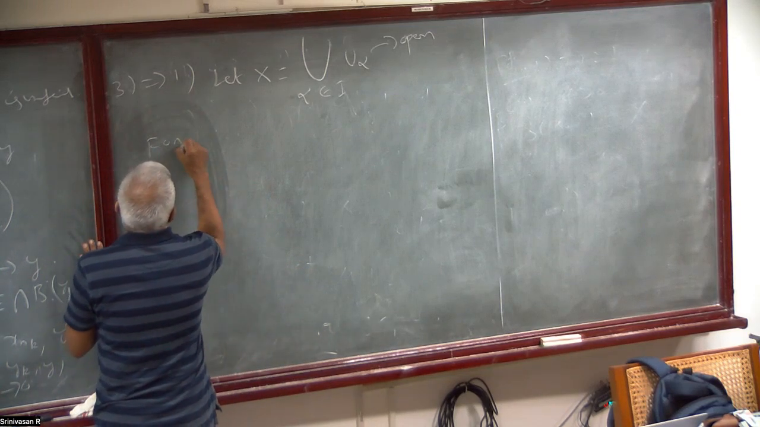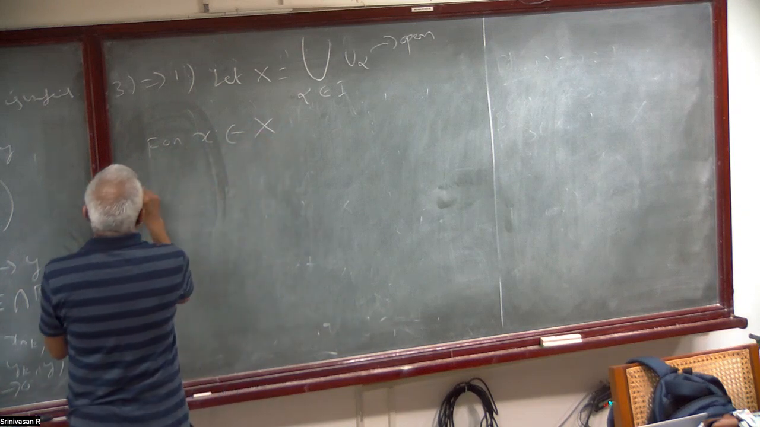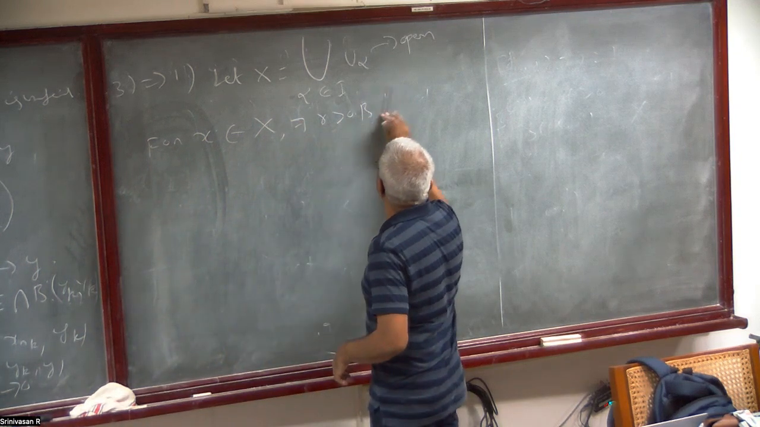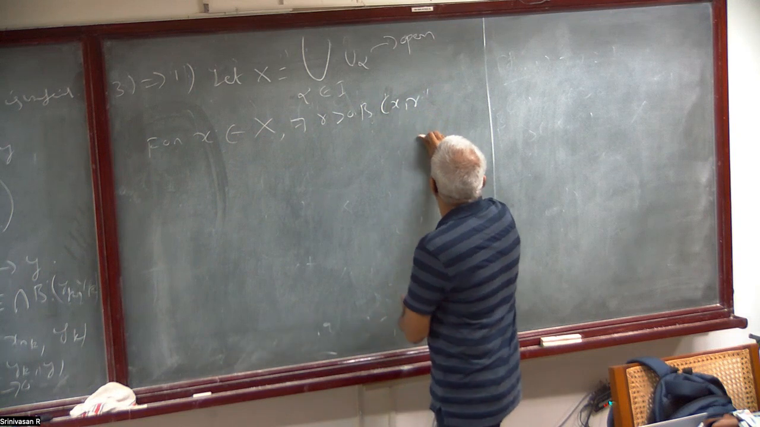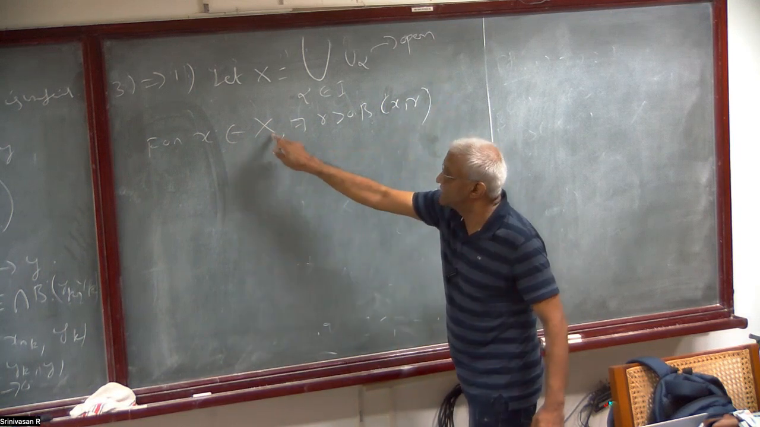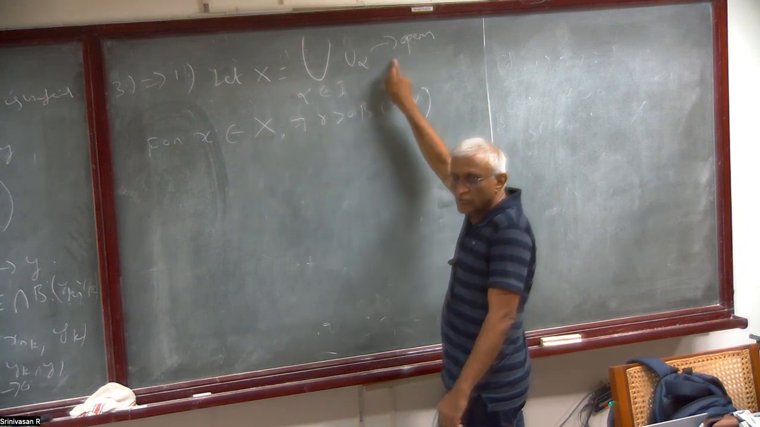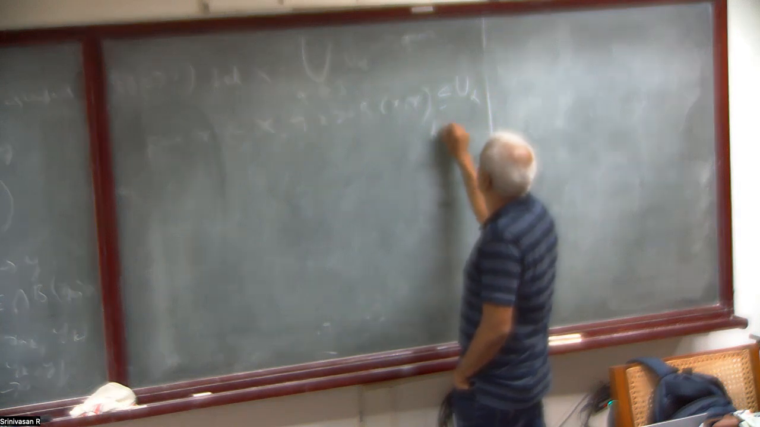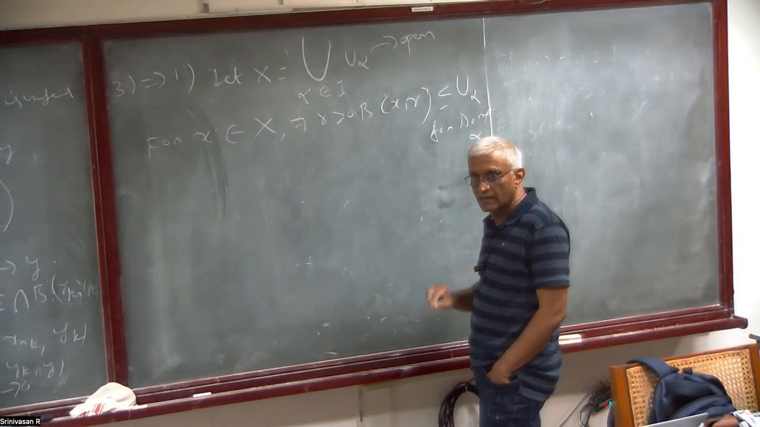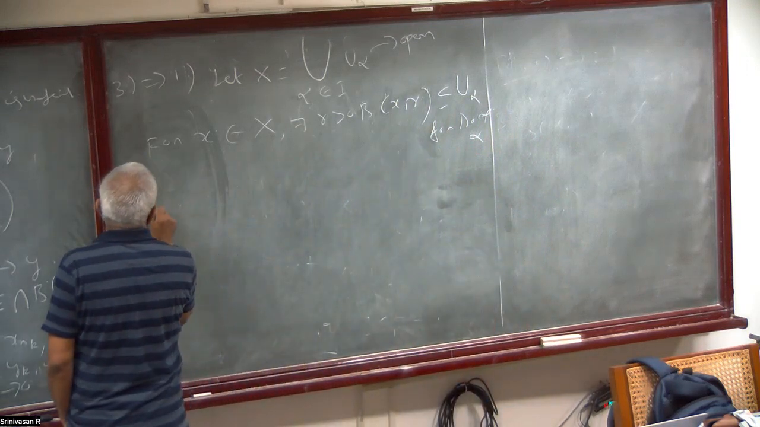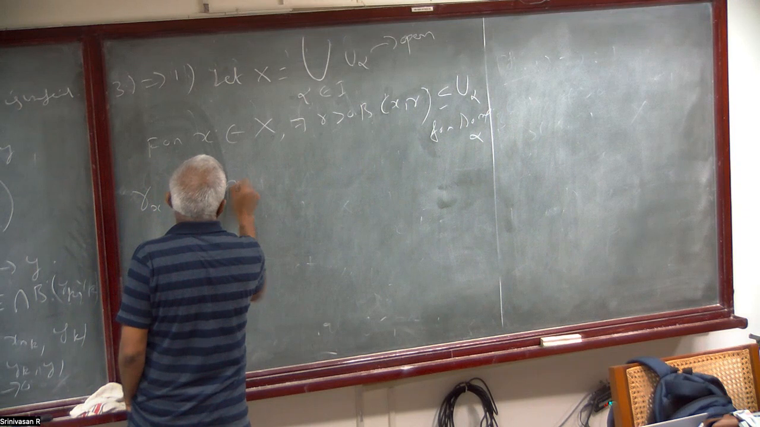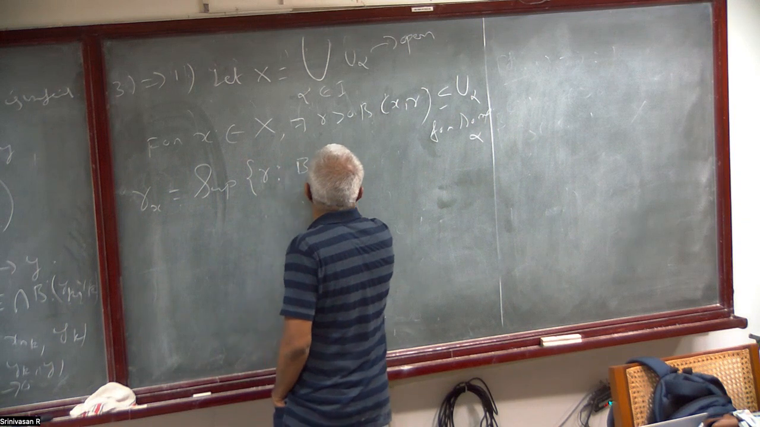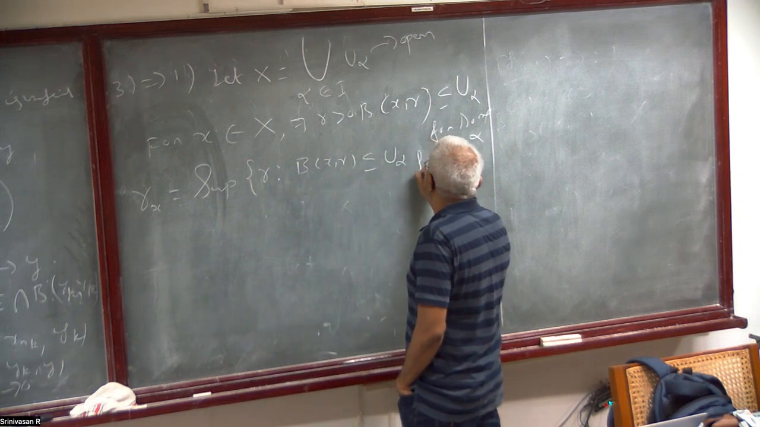So for x in X, let Rx. For x in X, there exists an R greater than 0 such that B(x,R) is contained in U alpha for some alpha. Since x is in X, x is covered by the U alpha, so x has to be in one of those U alpha that is open. Now you define Rx, a number, which is equal to the supremum of all R such that B(x,R) is contained in U alpha for some alpha.